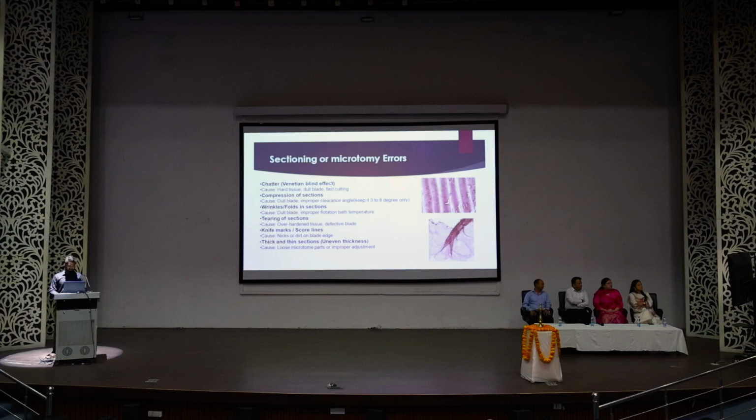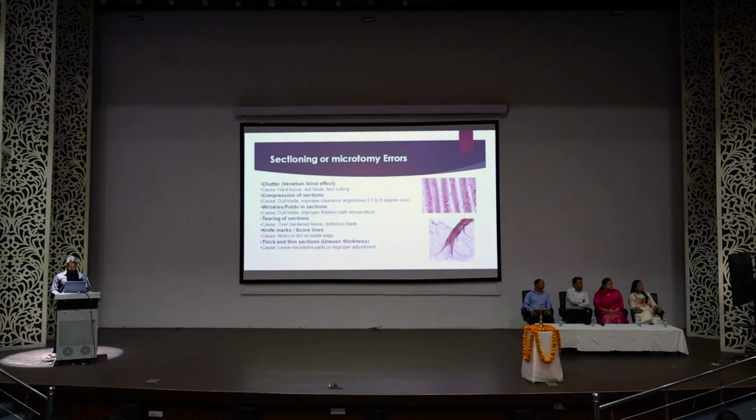The other problem we face is tearing of sections. The most common causes are overhardening of tissue or defective blades. Another problem is knife marks or score lines. They are usually caused by dirt particles present on the front side of the blade, hard tissue, or the tip of the forceps while taking the section.